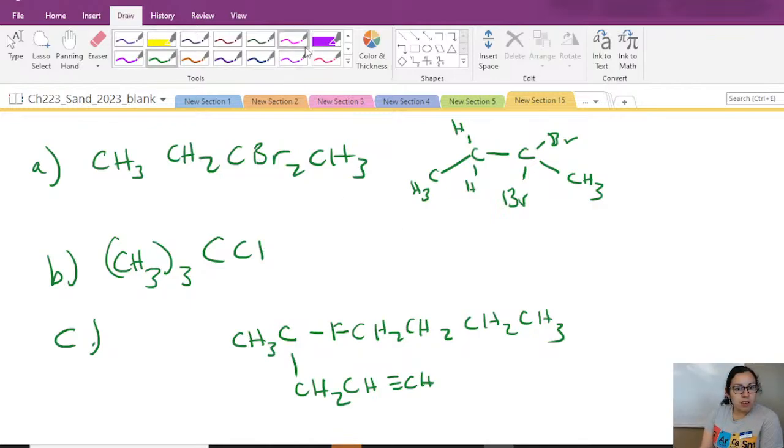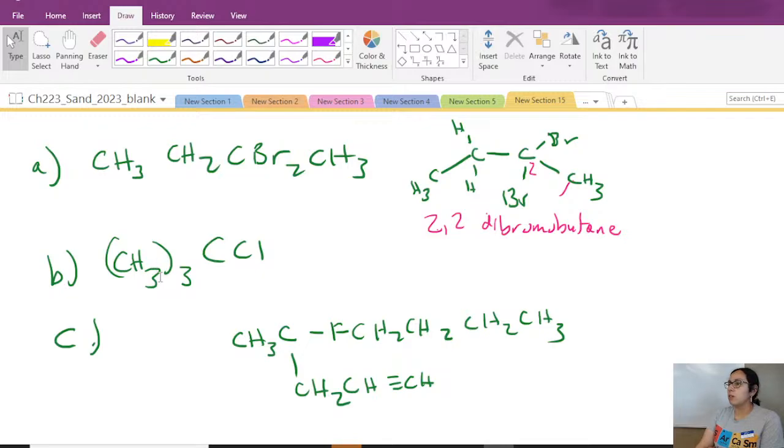So, anyone have a name? Want to go for it? 2,2-dibromobutane. Everyone agree with that? I see mostly nods, and we can go through it. We can find our longest chain, 1, 2, 3, 4. And then the bromines have to get priority, so we give them the 1, 2 versus 1, 2, 3. That's where we get our 2,2-dibromobutane. Excellent.